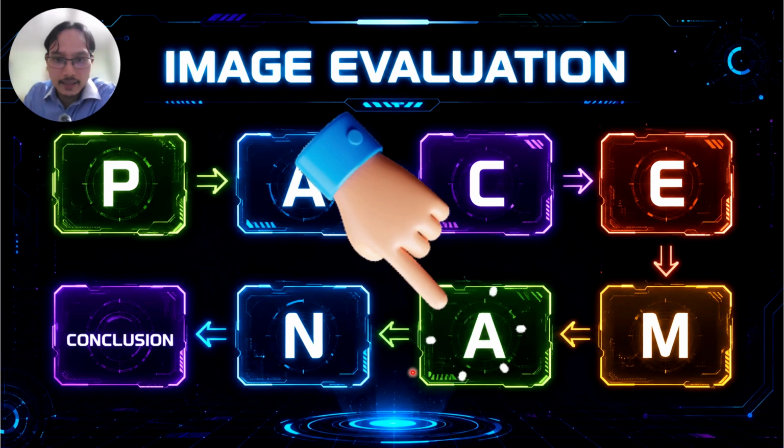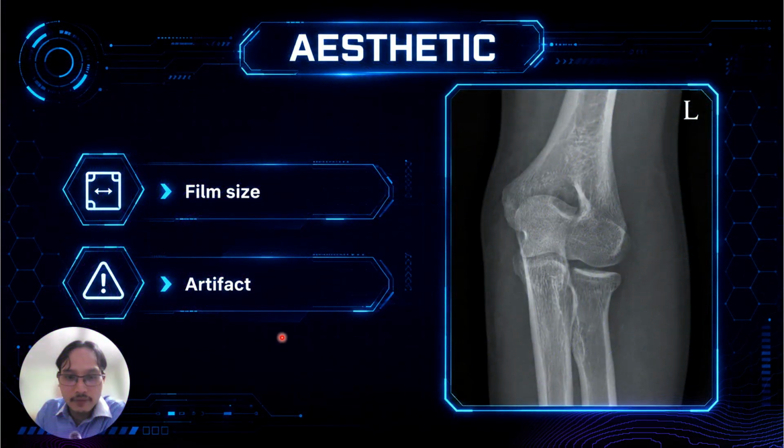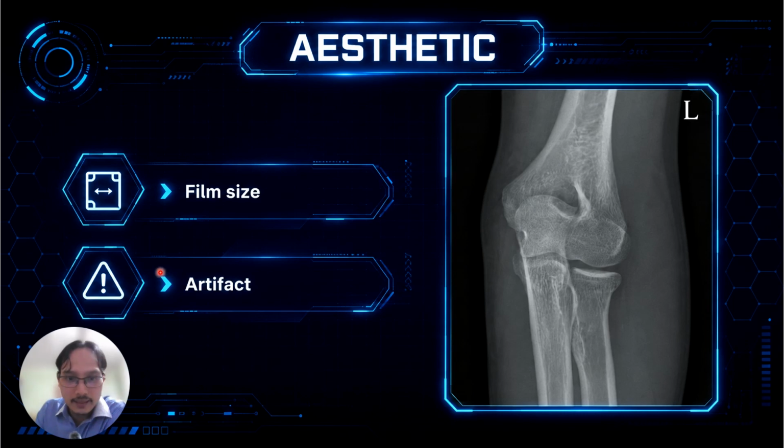Next is aesthetic. The aesthetic evaluation includes assessment of film size and the presence of any image artifacts. The film size used for this radiograph is 24 x 30 cm, which is sufficient to demonstrate all structures of interest. There is no evidence of artifact on the radiograph.